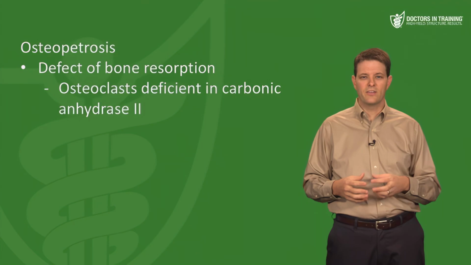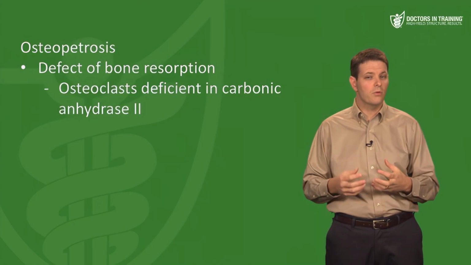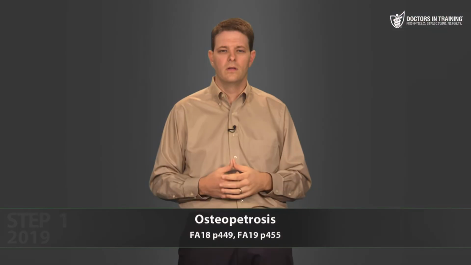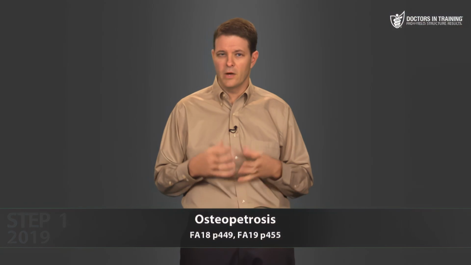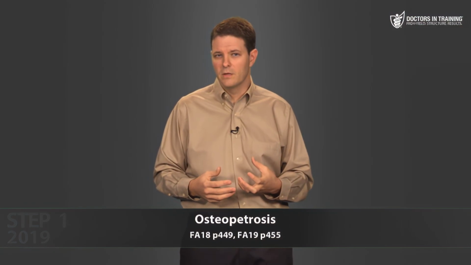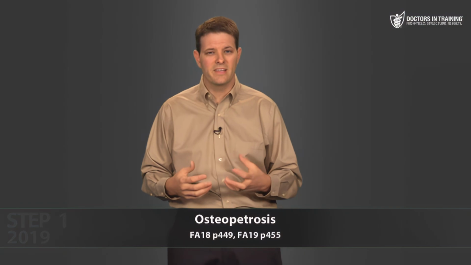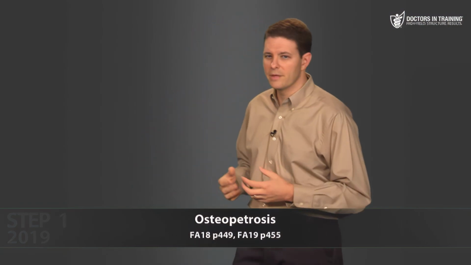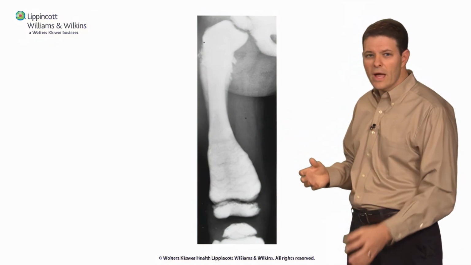The osteoclasts are deficient in the enzyme carbonic anhydrase 2, and that means they have trouble breaking down the bone matrix. So in osteoporosis, the osteoblasts were falling behind. And here in osteopetrosis, it's the osteoclasts that are falling behind. But oddly enough, these petrified rock-like bones can be prone to fractures as well because the bone matrix tends to be disorganized and unhealthy.